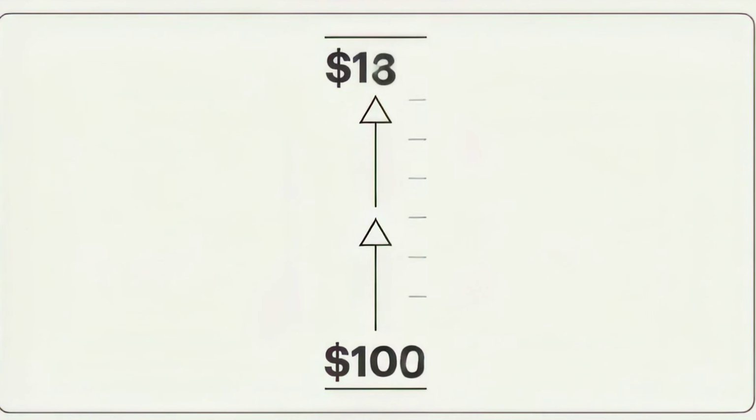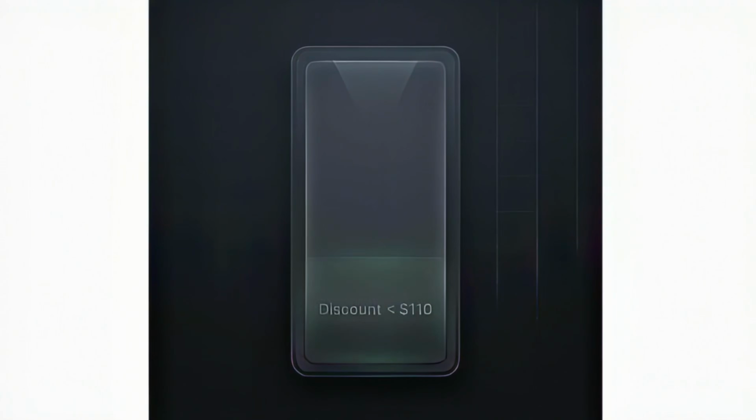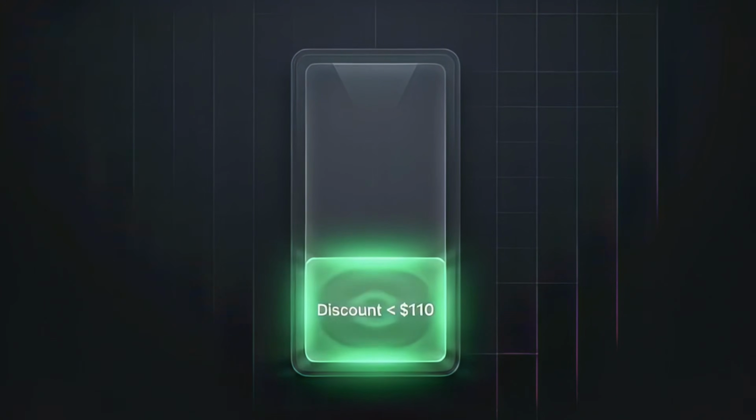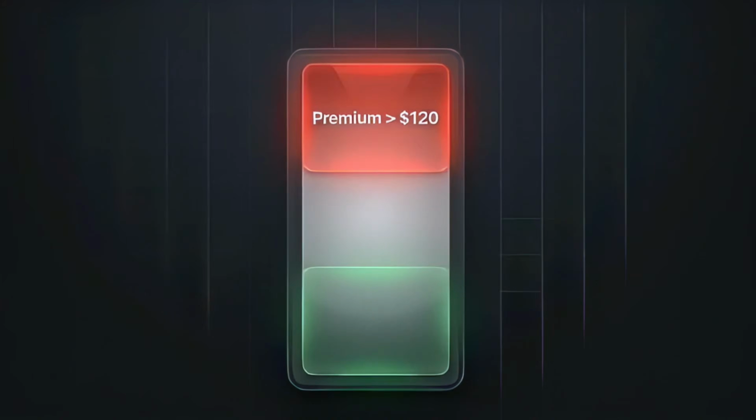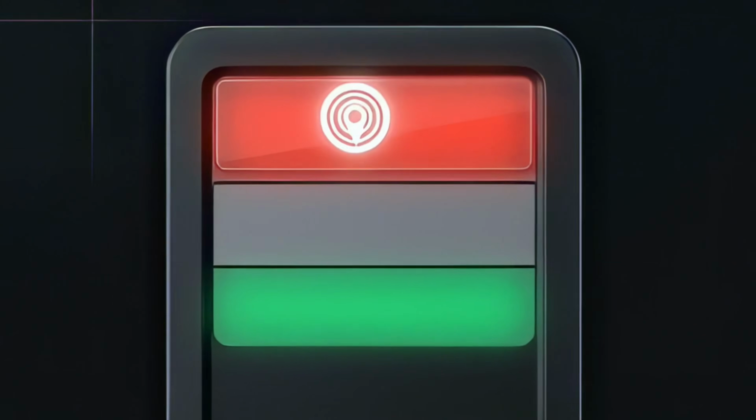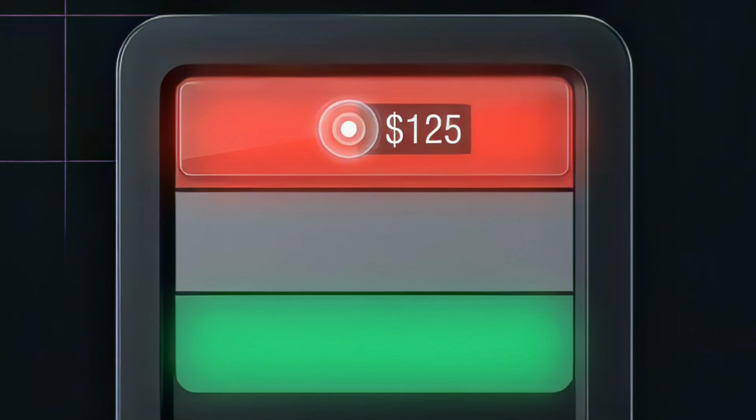Picture a range that runs from $100 at the bottom up to $130 at the top. The discount zone is roughly the bottom third, so anything under about 110, the premium zone is the top third, above about 120. Now, if you buy at 125, you are buying in premium.